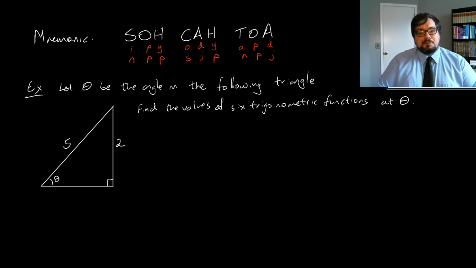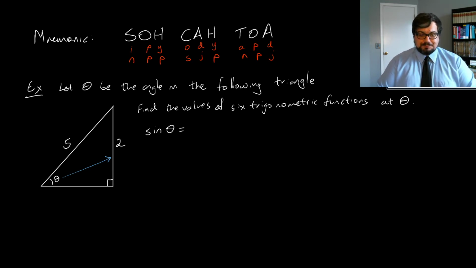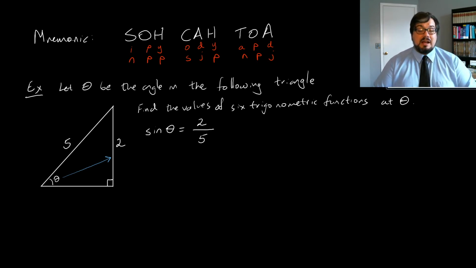So one of them we can find pretty easily. Sine of theta is, by our mnemonic, sine is opposite over hypotenuse. So we look at this angle and we say, all right, what's the opposite side to that? Well, that's the side with length labeled 2. The opposite side is the one that isn't one of the two sides of the angle theta. So sine of theta is going to be the length of the opposite side divided by the length of the hypotenuse. So sine of this angle is 2 over 5, or 2/5.